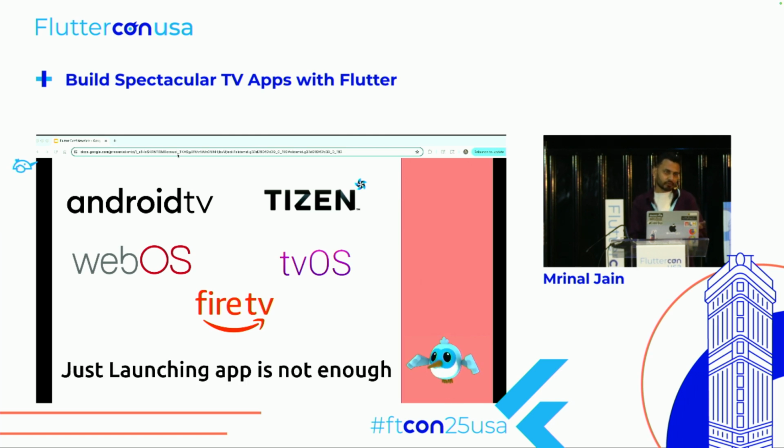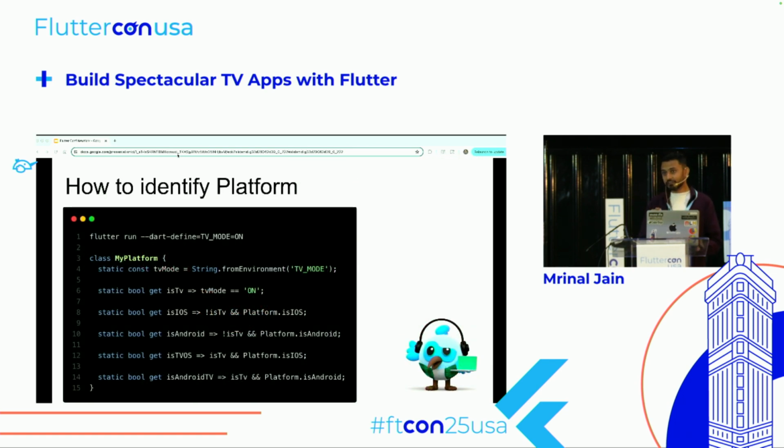But just launching the app is not enough, right? Because if it's a TV application, people will definitely try to interact with it. So what all things are important? The very first thing which is important as a developer is how can I detect which platform I'm running the application on? There is a Platform class available in Dart, which tells you which platform the app is running on.